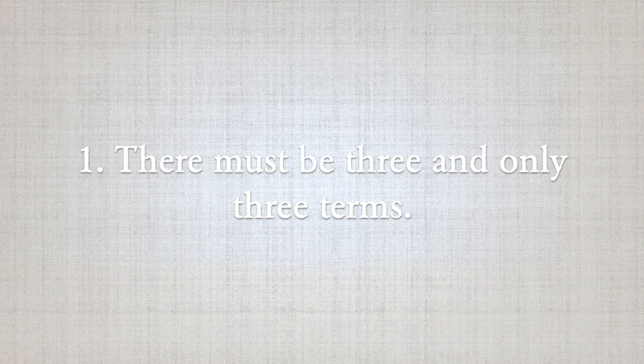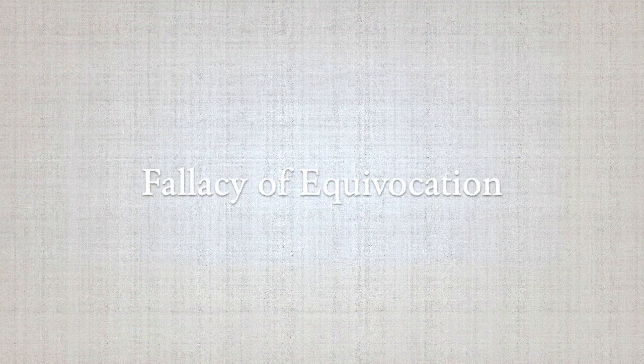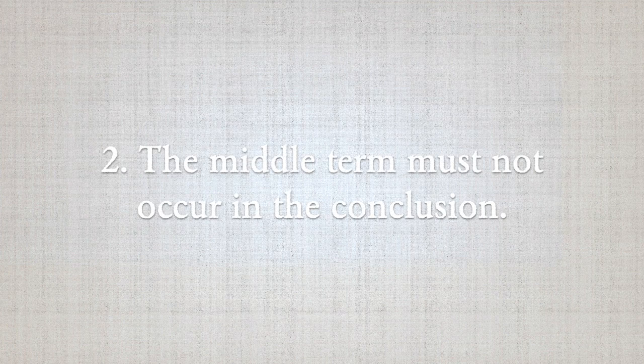So, to summarize, there are 7 rules that govern validity. The first 2 have to do with the terms of arguments. Rule 1 is there must be 3 and only 3 terms. This can be broken with the fallacy of 4 terms or the fallacy of equivocation, where the middle term is equivocal and has 2 different meanings. Rule 2 is the middle term must not occur in the conclusion.